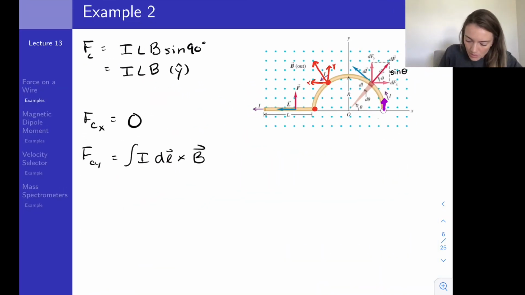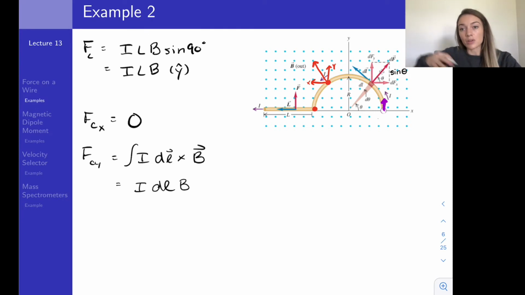So let's rewrite this. We have I dl B. And we know that everywhere our current and our magnetic field are perpendicular, so the magnitude will just be I dl B. And then we can pluck out the y component by multiplying it by sine theta. Now I know this is a little bit confusing because we have two sine thetas or phis. This is not the sine theta from the cross product.